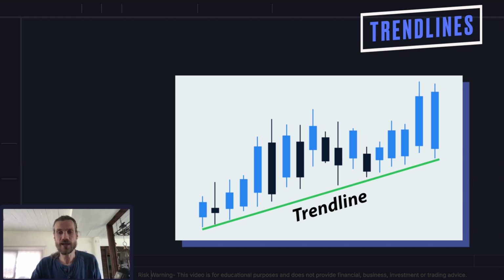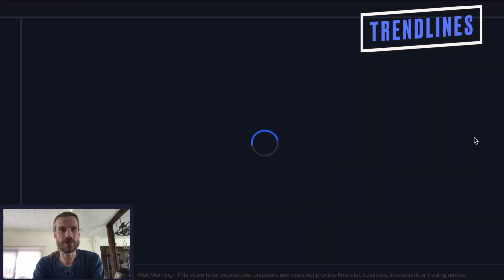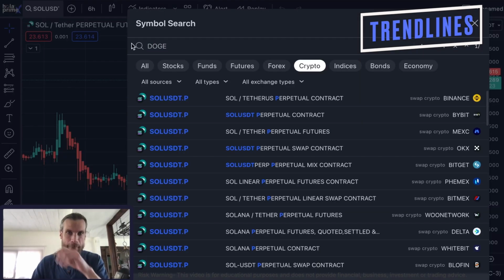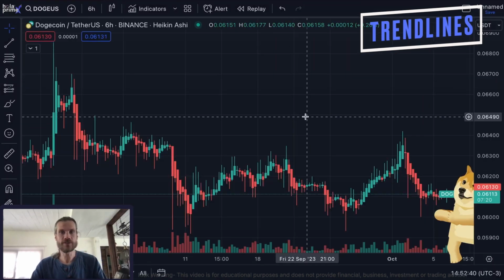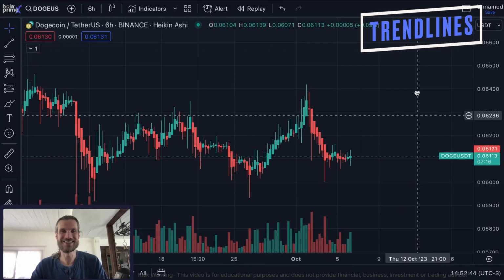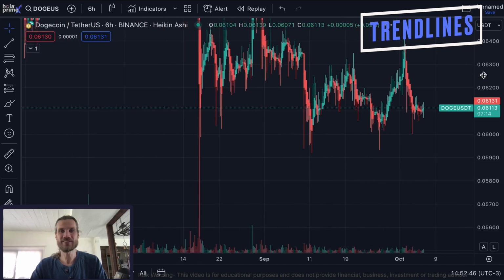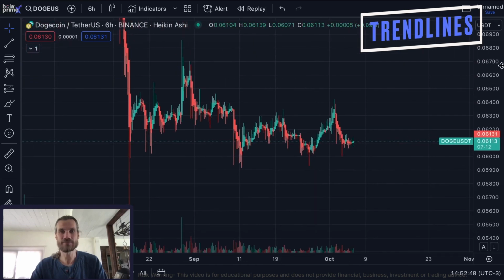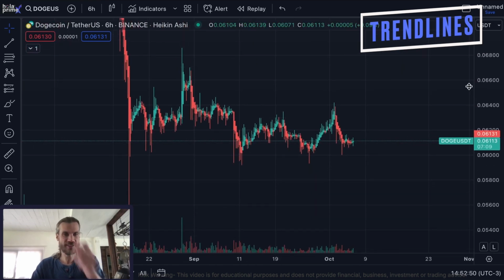So let's bring up a random chart which hasn't got any trend lines on it. So let's do Dogecoin just for a laugh. Right, Doge. Okay, Dogecoin, here we go. This chart I haven't set up yet. So let's have a look. So this is the Dogecoin 6-hour chart.